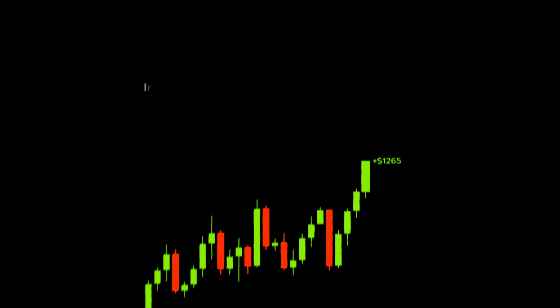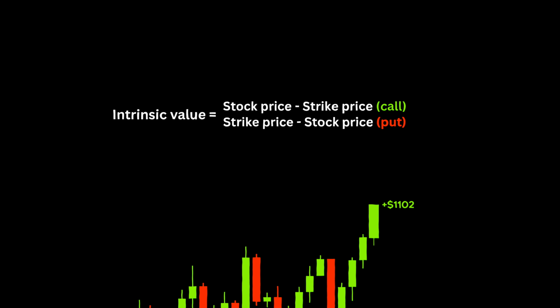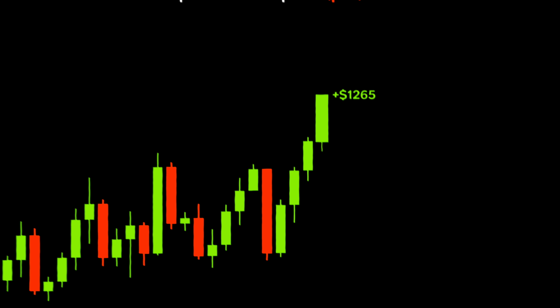So you should just try to understand what the relationship is between the intrinsic and extrinsic value when it comes to day trading options. As mentioned earlier, the intrinsic value is the difference between the stock price and the strike price, but only if the option is in the money. It represents the financial benefit of owning the option.